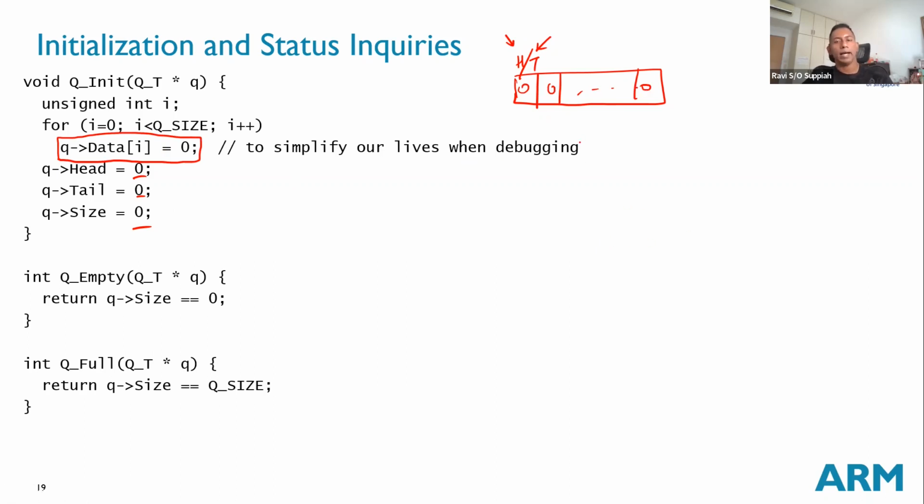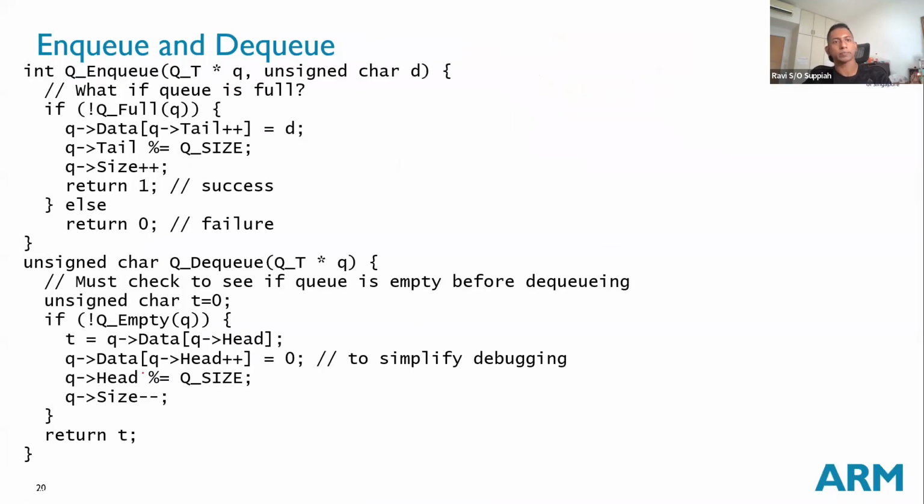And how do I know if the queue is empty? I know the queue is empty if the size is 0. How do I know if it's full? If the size is equal to the maximum size. This variable, queue size, will increment or decrement as you add or remove elements to the queue, but the maximum size is the queue size that you define. So these are the basic functions to initialize the queue, check whether it's empty, and check whether it's full.